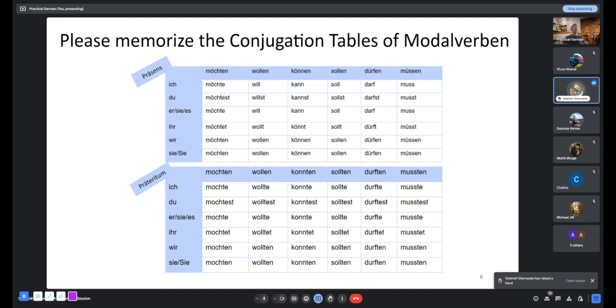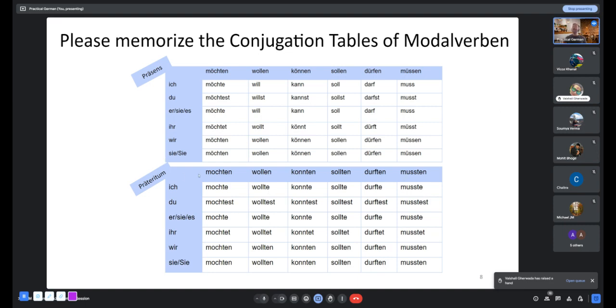Yeah, okay, it's much better. Ich musste, du musstest, sie es musste, ihr musstet, wir mussten, sie mussten. Not musstet for sie es, just musste. So now this is the conjugation table in the Präteritum. This also you should remember.